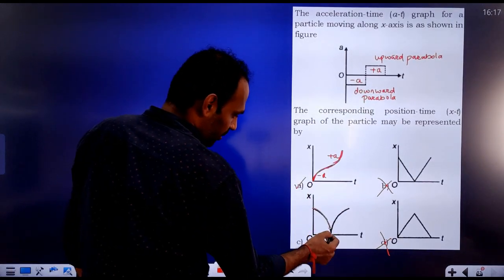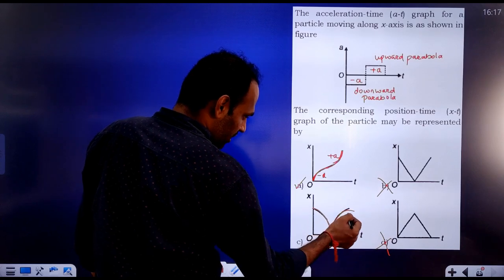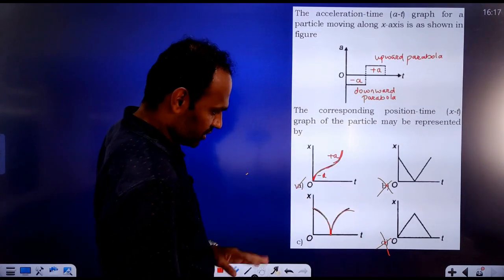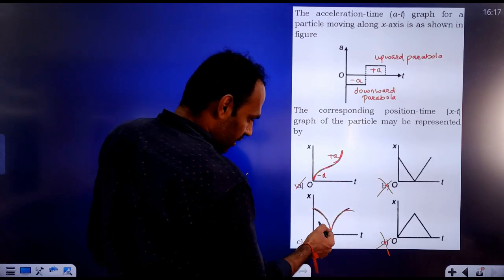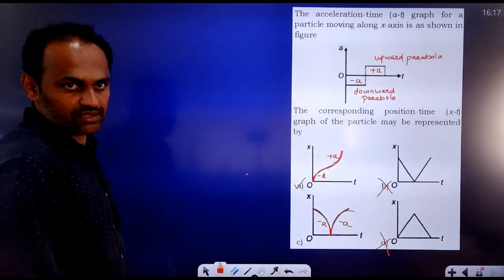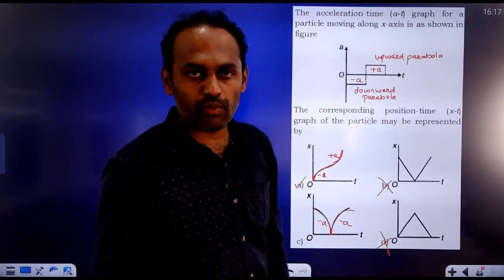Look, in the other options this becomes a downward parabola and then this also becomes a downward parabola. This is also open downwards only. So this is a downward parabola, and this is a downward parabola. That means this is minus acceleration, and this is also minus acceleration. We want minus and plus, right? Okay, so that is all about the graphs.